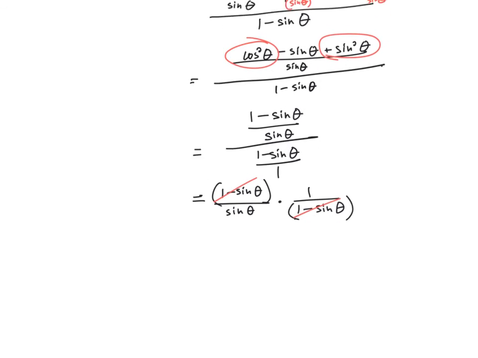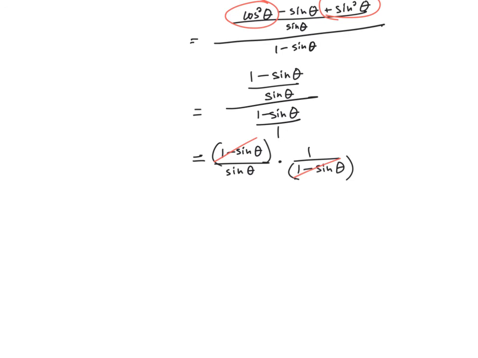Let me move this up one more time. And so I end up with just 1 over the sine of theta, which is cosecant theta, which is what we were shooting for.